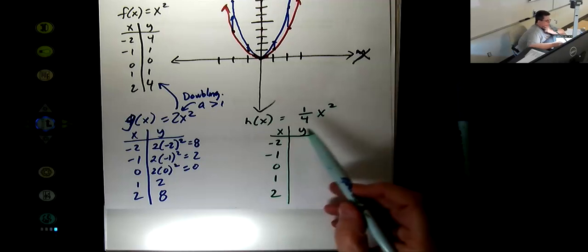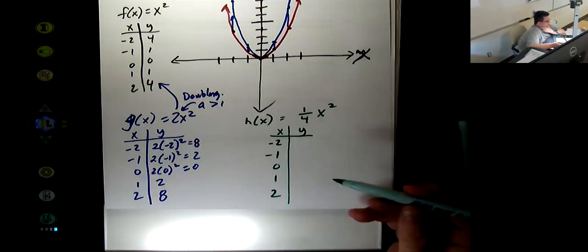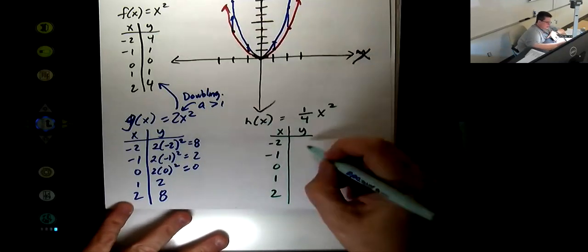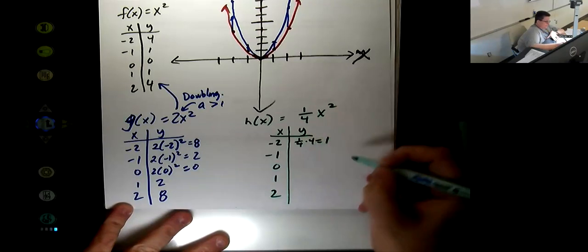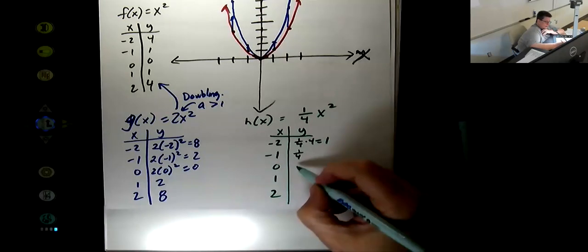What does the 1/4 do to our base graph? Our Y column. Divided by 4 basically. Yeah, it's going to divide everything by 4. So we'll have 1/4 multiplied by 1/4. We'll get a 1 there. We get a 1/4 there.